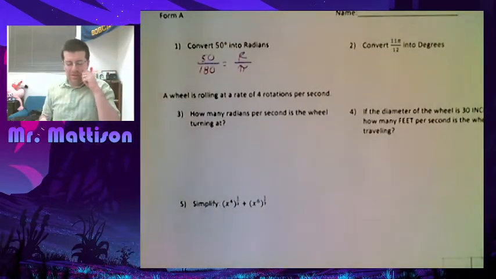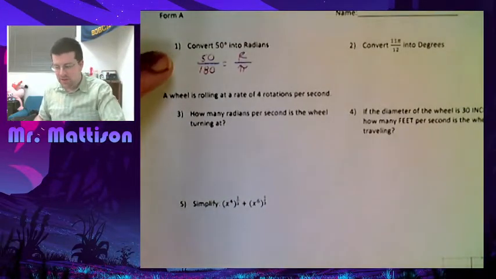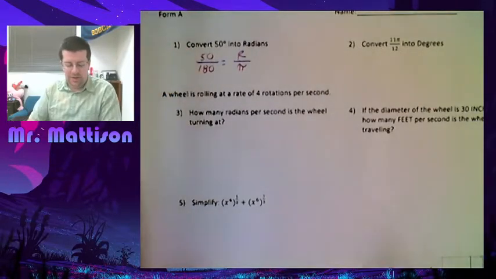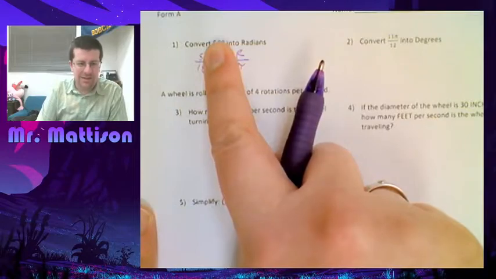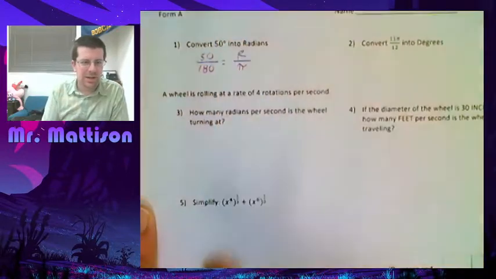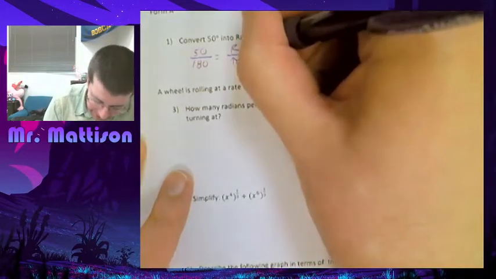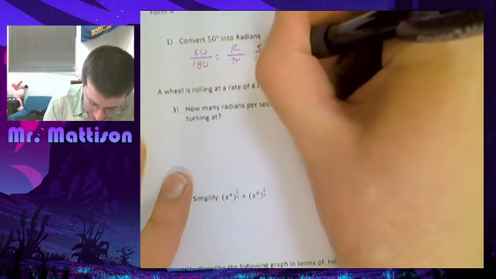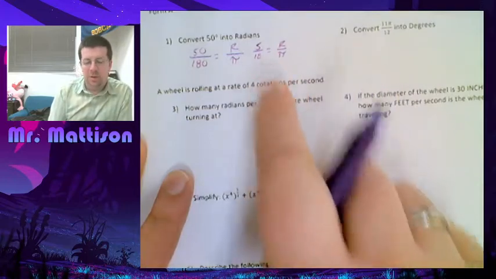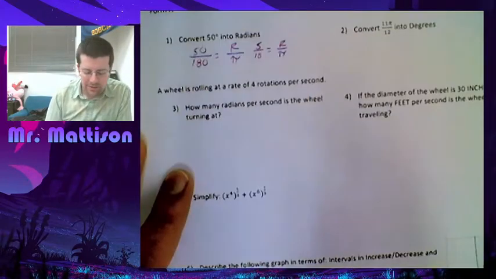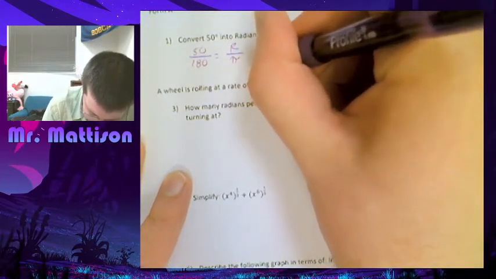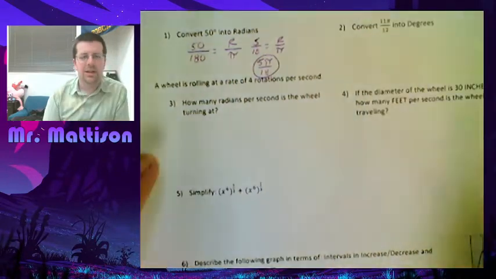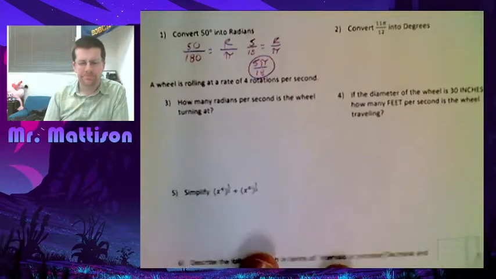So all I really need to do here is reduce my fraction. So I can reduce those down to 5/18, and that's as close as I'm going to be able to get it. So I'm going to have 5/18 equals r over pi. Then I just multiply both sides by pi to get r by itself, and I get 5 pi over 18 as my number of radians. So not too bad there.